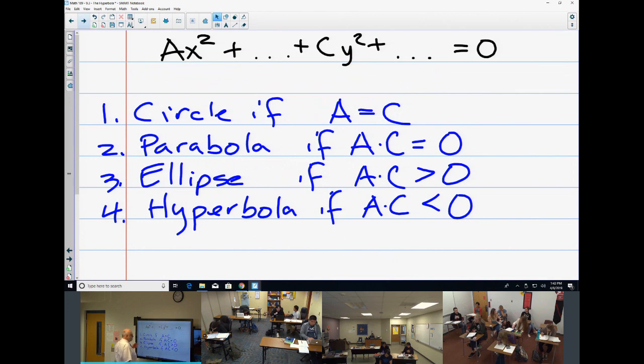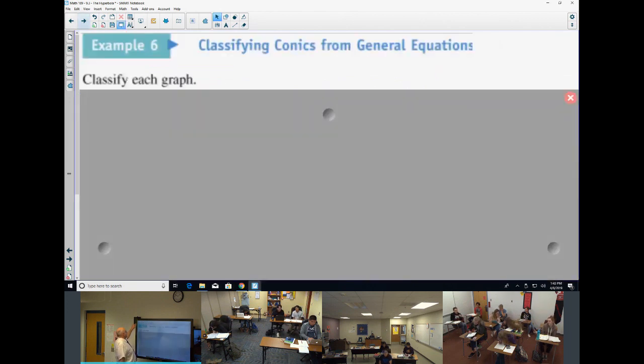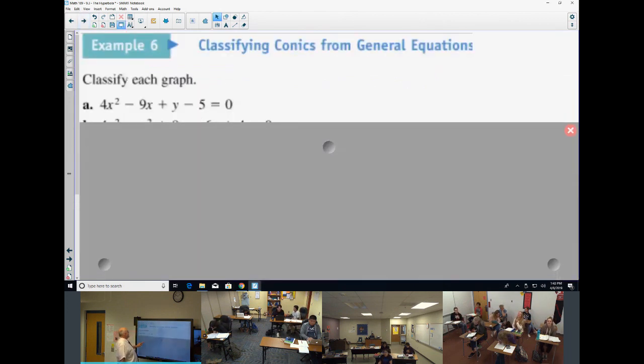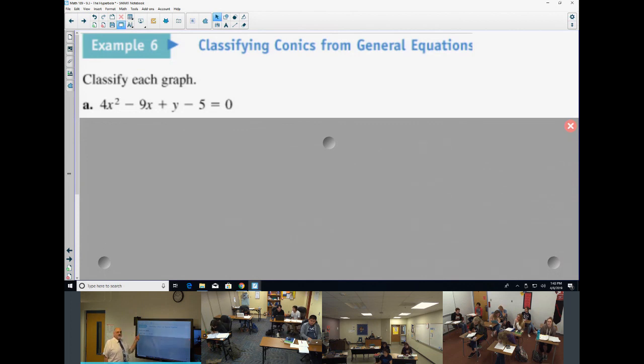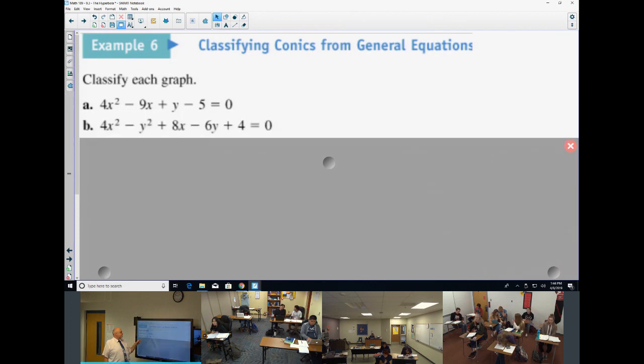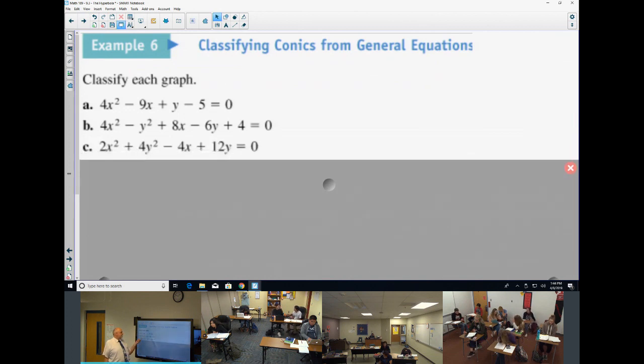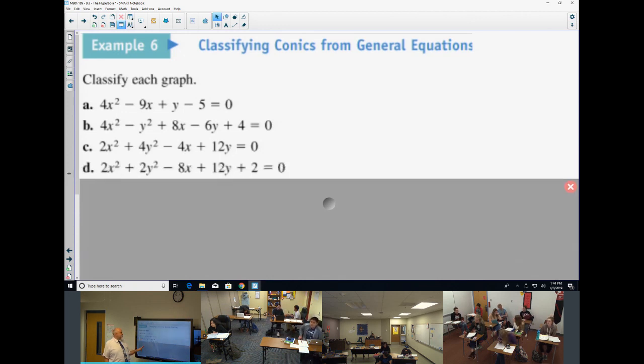All right, so then what we would do is look at these. You'd say, okay, there's only one square term. That's a parabola. There are two square terms, one's positive, one's negative. That's a hyperbola. There are two square terms, and their product is positive. That's an ellipse. Two square terms that are equal, that's a circle.